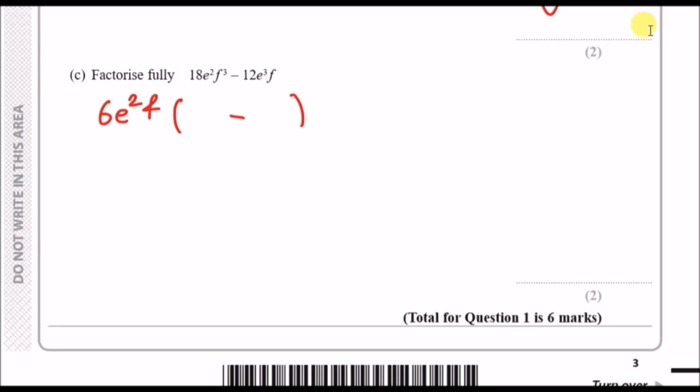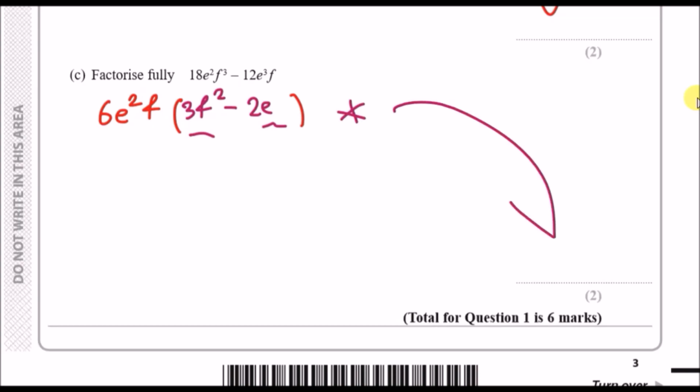Now all you want to do here, and let me just change the color of the pen, is ask yourself what goes in each of these blocks. What is missing? Well, we took out the 6, so you're going to have 3, because 3 times 6 is 18. You have no more e's left, because you took out both of them. But you still have f to the power 2 left, because there's 2 more f's. And then repeat the same for the right. For 12e, you took out 6, you got 2 left, you got an extra e remaining, and you have no more f's. So the result is 6e squared f times (3f squared minus 2e). And that should be it.